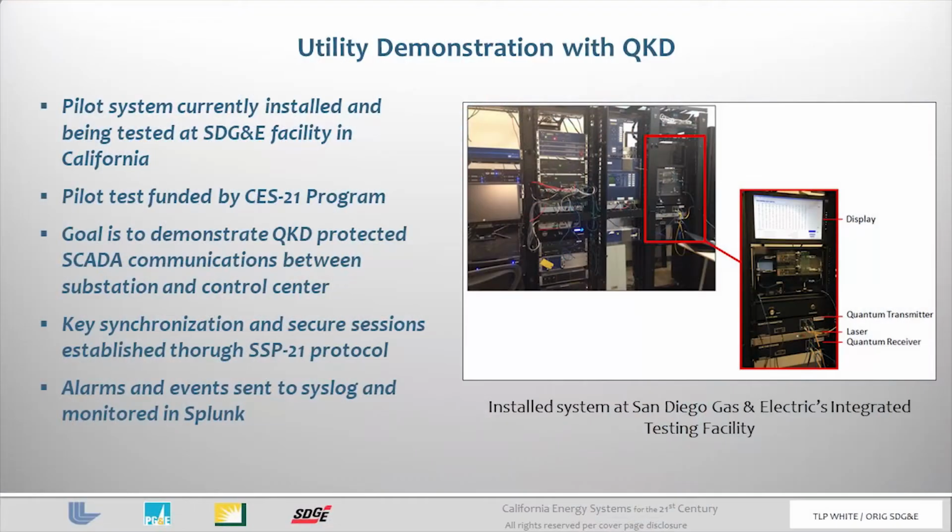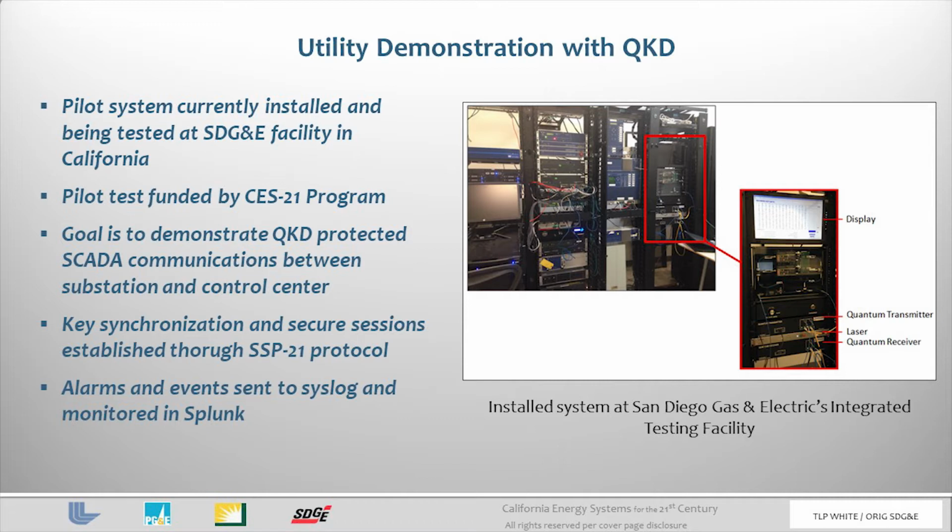So today at San Diego Gas and Electric, as part of a DOE-funded project and a CES 21 funded effort, we have a demonstration system at San Diego Gas and Electric's integrated testing facility. This is a shot of it. Not only do we have a quantum key distribution system set up and being tested in a lab, but we have tools to try and hack it, which you really can't do. Any attempt to intercept one of these entangled photons breaks the entanglement bond and is immediately detectable, but we can still run some scenarios with this system at ITF.